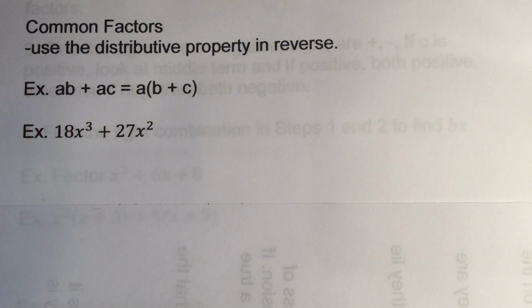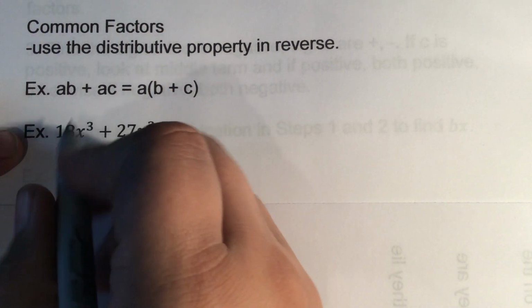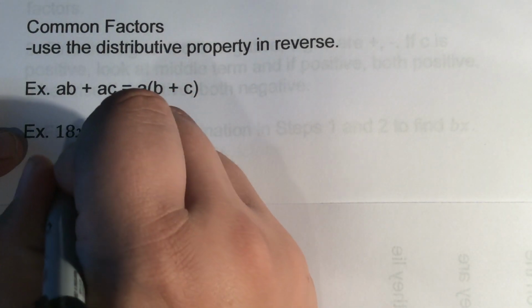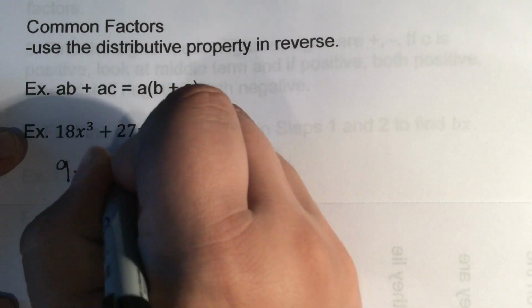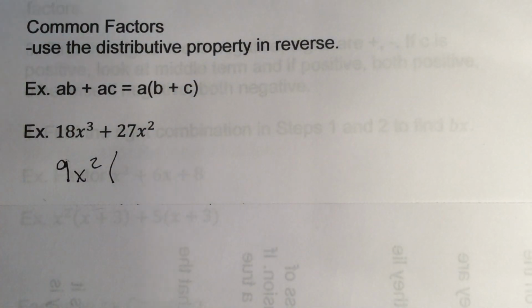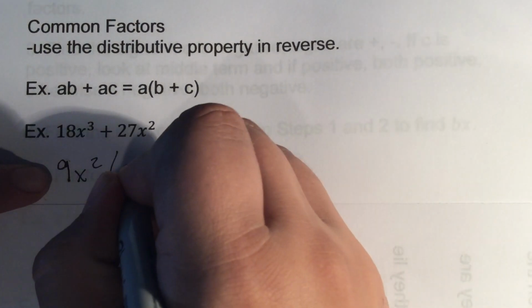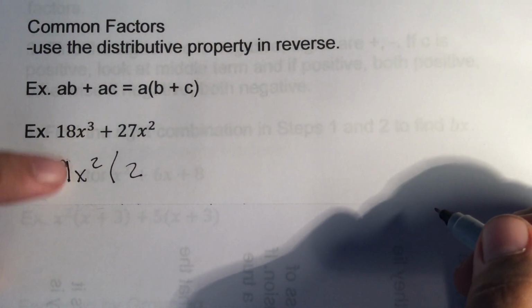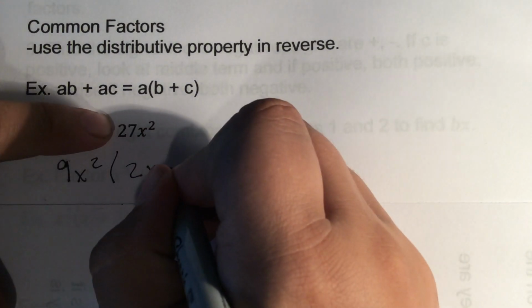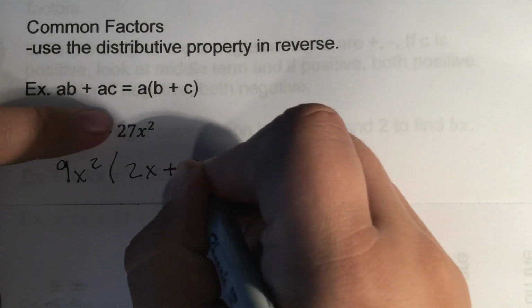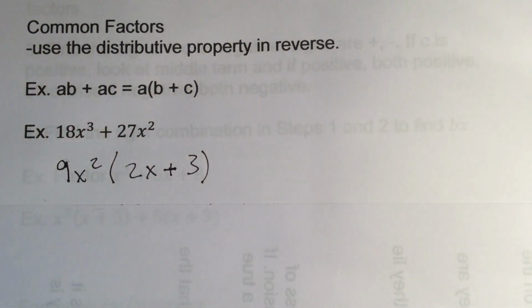So looking here, I could pull a 9 out, and they both have an x squared. So that's the common factor I'm pulling out. Really what you're doing is dividing that out of each term. So 18 divided by 9 leaves 2. And if I take x to the third and divide out x squared, I just have an x. Here I would get plus 3, and that'd be it because I already pulled the x squared out.